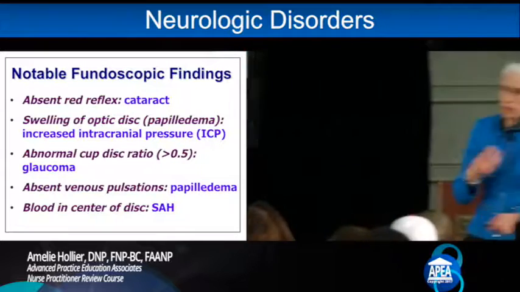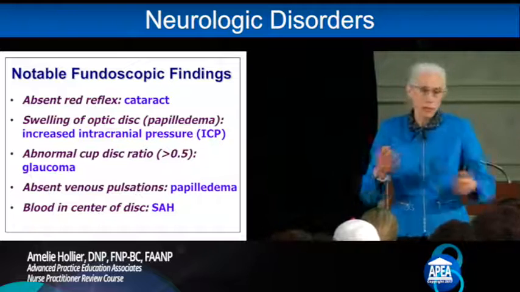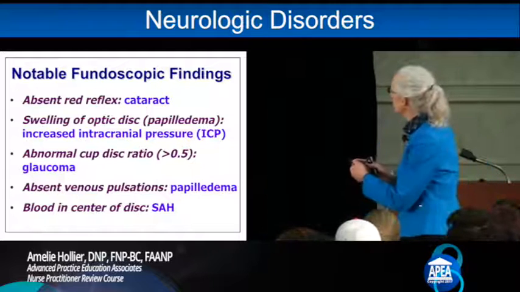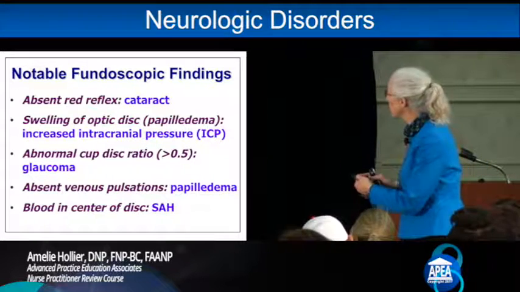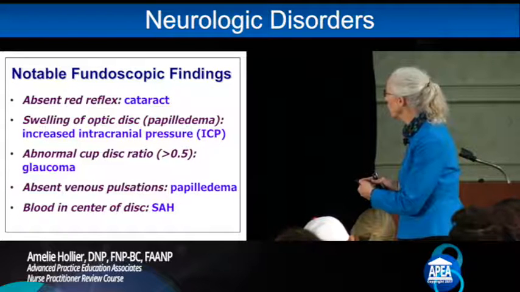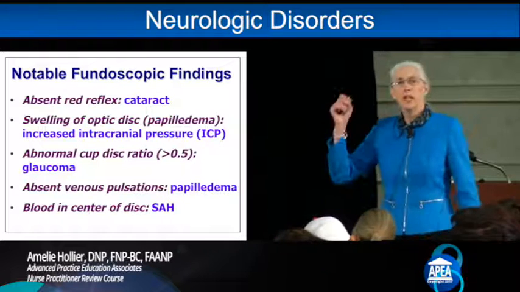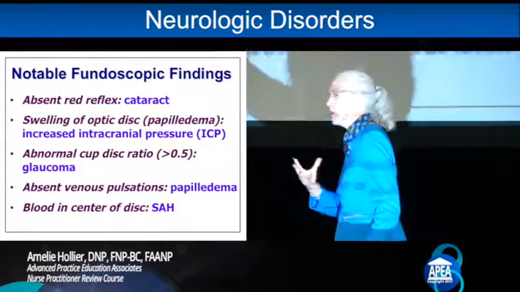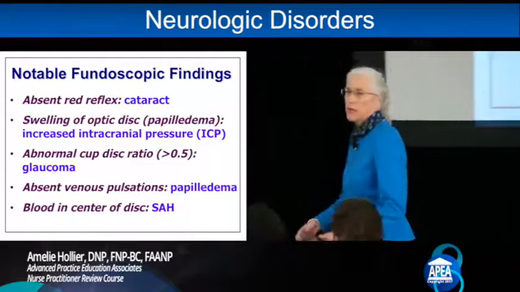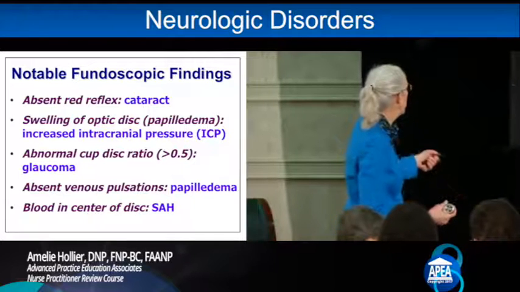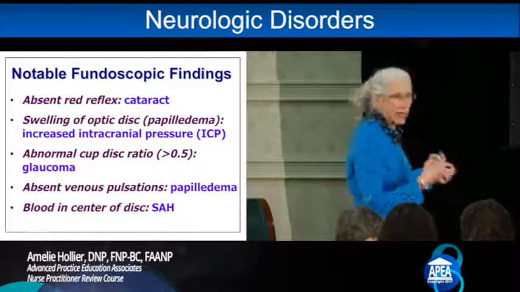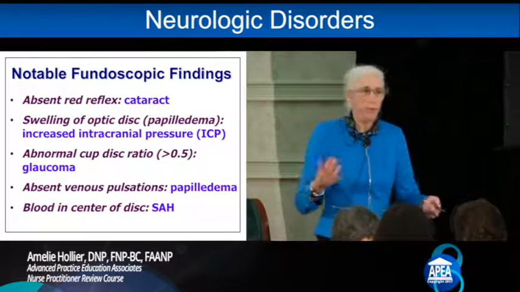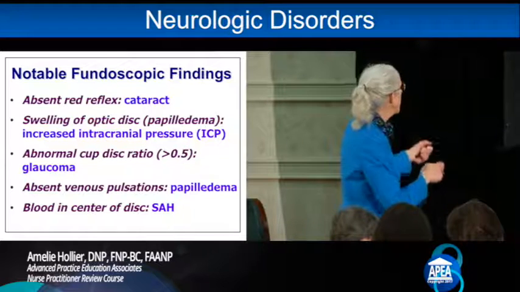Absent red reflex, depending on the age of the patient. Older adult, you might think of a cataract. With papilledema, we see a swelling of the optic disc. You may also see absent venous pulsations. Remember, the eye is one of the only places where the veins pulsate. It's not the arteries. So that may make you think of papilledema. But again, I want you to have a good idea of some of these notable fundoscopic findings, and here they are.